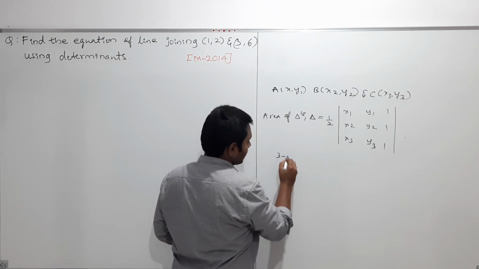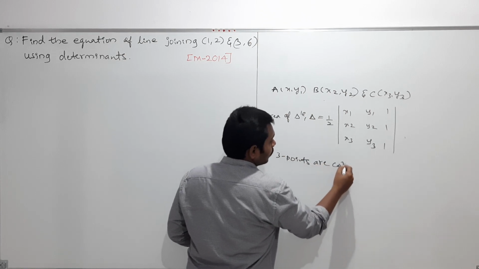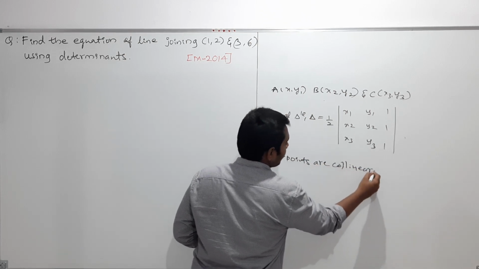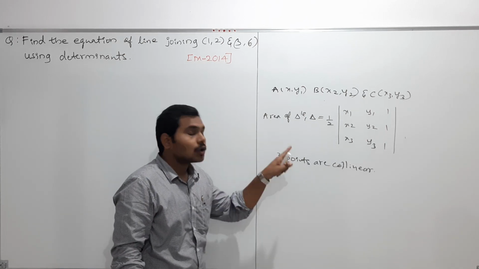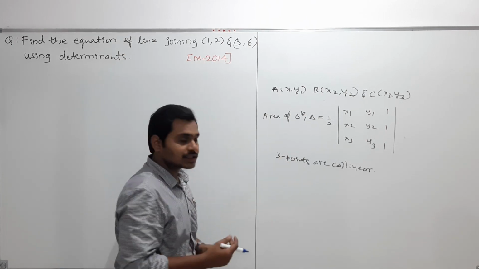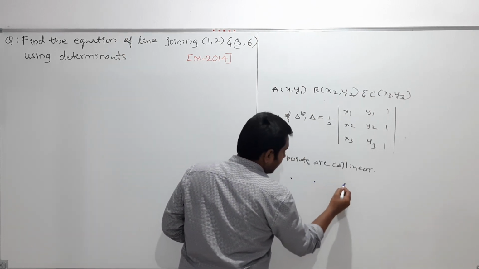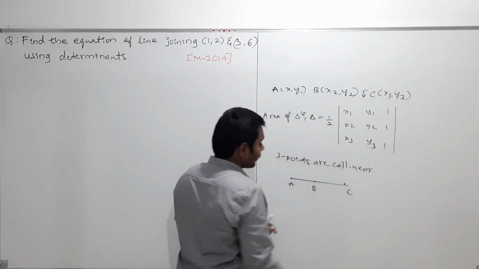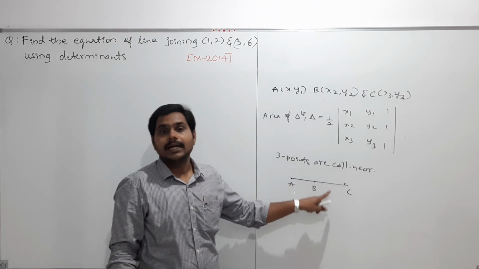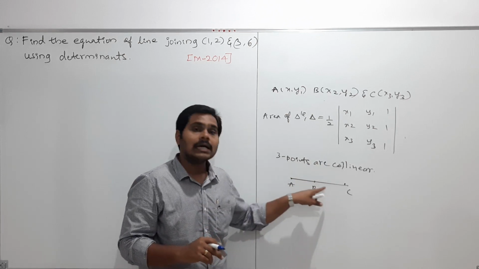And also my students, I discussed that if 3 points are collinear, what does collinear mean, my dear students? Collinear means the 3 points lie on the same line. So I'll take A, B, C. If the 3 points are collinear, it means the 3 points lie on the same line.